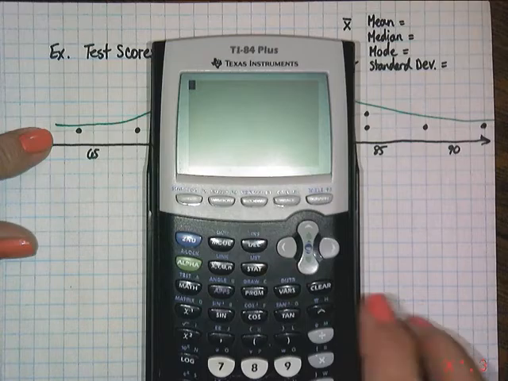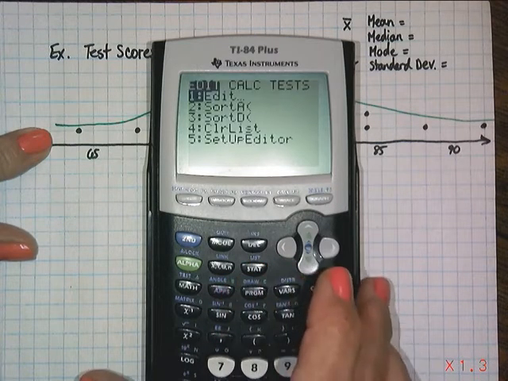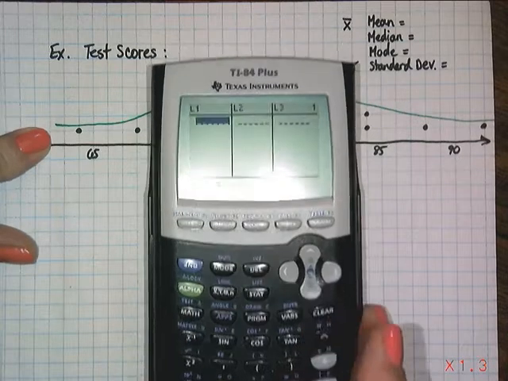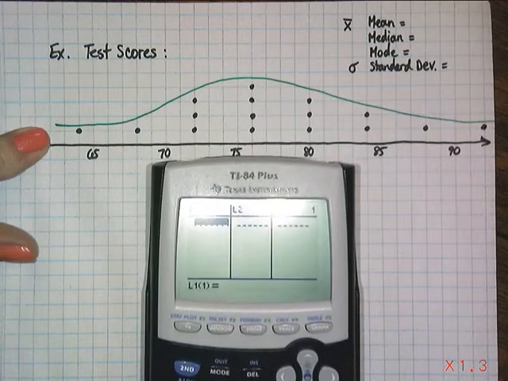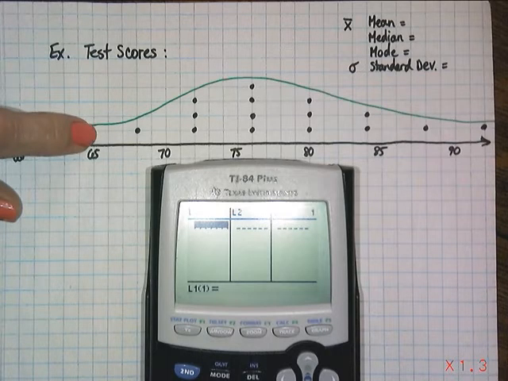Second quit. Okay. I want you to press stat. I'm going to press stat and I'm going to press edit. And then in my first list, I'm going to enter the values for each one of my dots. Ready? I have one dot that's to the left of 65.